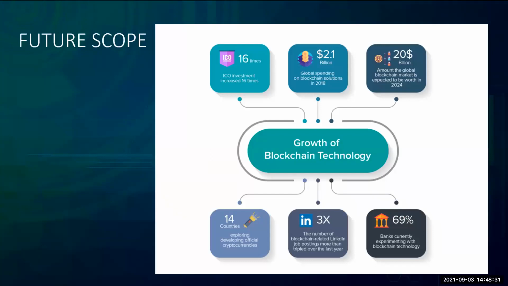Let's talk about future scope and how blockchain is helping different sectors. In the last few years, ICO investment increased 16 times, with $2.1 billion spent on blockchain solutions. Talking about the banking sector, 69% of banks are experimenting with blockchain technologies. Blockchain-related jobs have also increased 6 times on LinkedIn. 14 countries are exploring the development of cryptocurrencies. It is expected that the worth of the global blockchain market in 2024 would be 20 billion. Over to you, Gaurav.